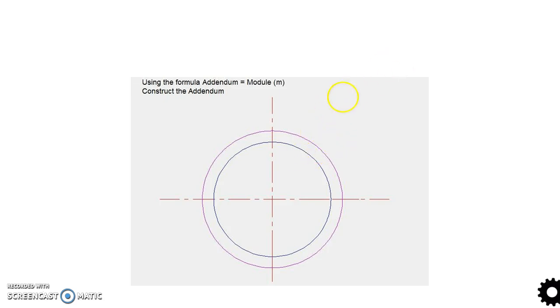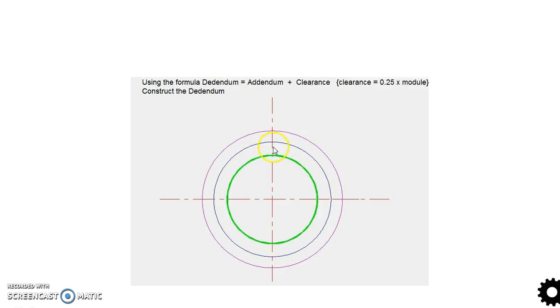Then we draw an outer circle, which is nothing but the addendum circle. This addendum circle, what is the radius? Yes, that's right, it's pitch circle radius plus 1 times the module. So distance from here to here measured in radial direction is nothing but 1 module. Then we draw one circle inside the pitch circle, which is nothing but the dedendum circle. What is the dedendum circle radius? The pitch circle radius minus the dedendum. This distance is the dedendum, and the dedendum is 1 module plus 0.25 times the module, which is clearance.